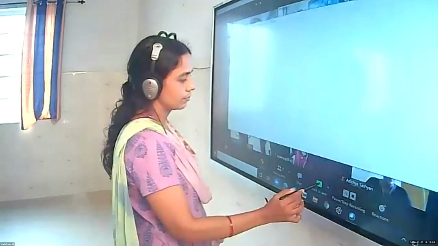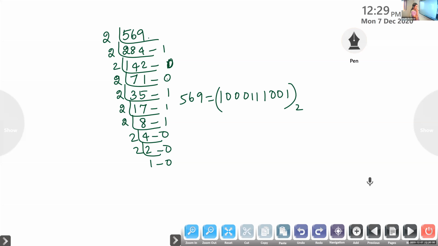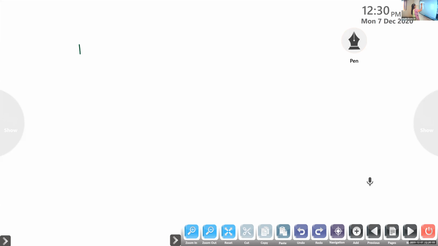Binary to decimals. First one, 11001. Listen, children, how we can do this. The units place gets 2 raised to 0. This is how we give the positional values: 2 raised to 1, 2 raised to 2, 2 raised to 3, 2 raised to 4. The first one, the units place, we multiply with 2 raised to 0.